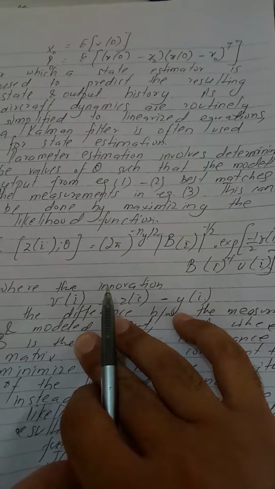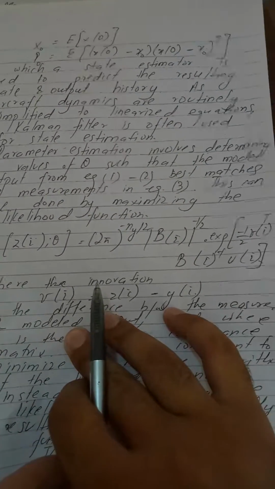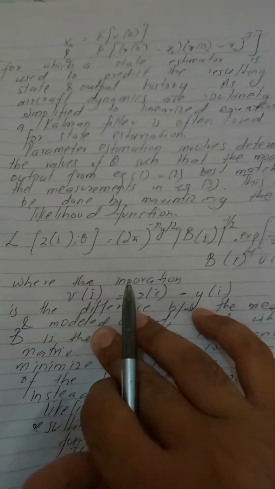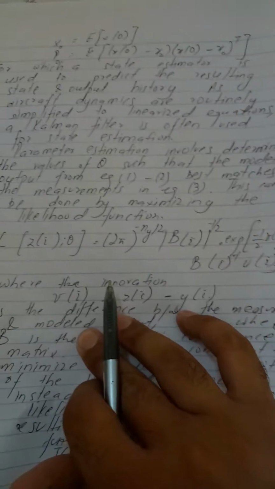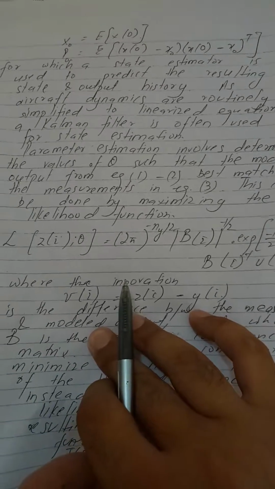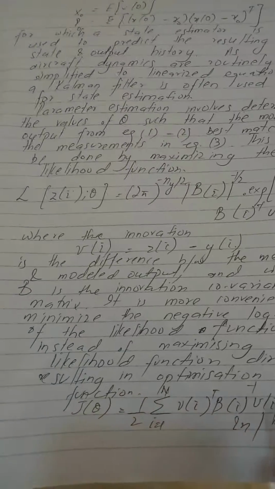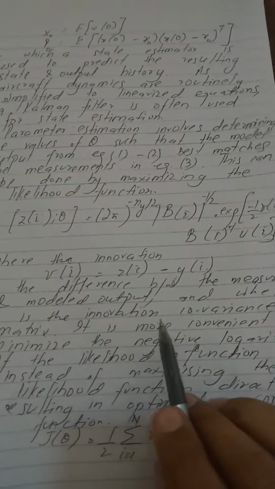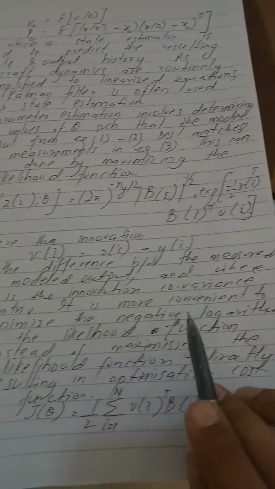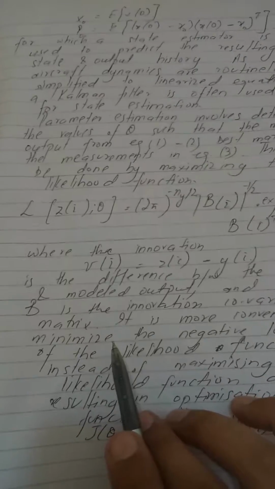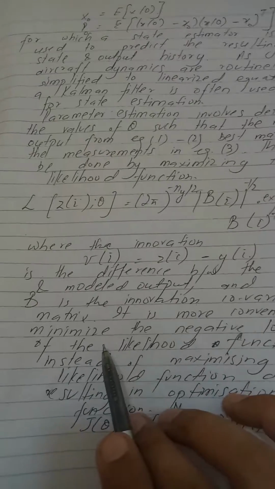Parameter estimation involves determining the values of theta such that the model output from equations 1 and 2 best matches the measurements in equation 3. This can be done by maximizing the likelihood function, which is in front of you. Here the innovation v_i is equal to z_i minus y_i, the difference between the measured and model output, and B is the innovation covariance matrix.